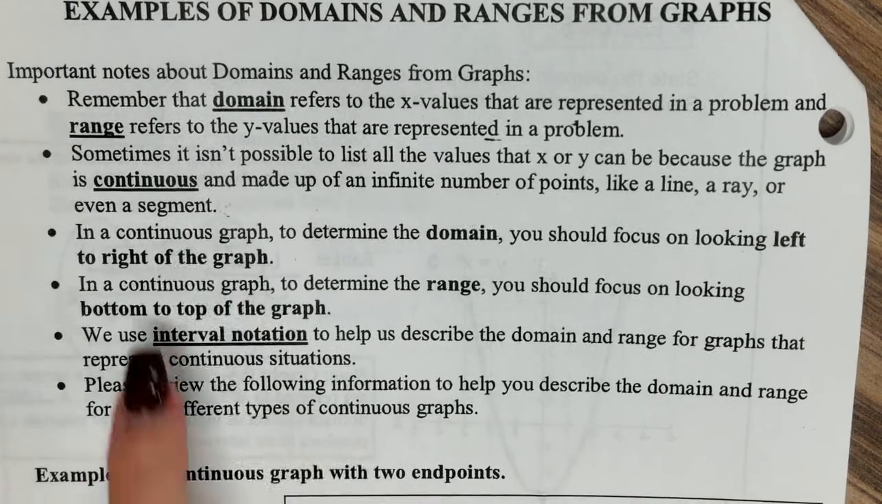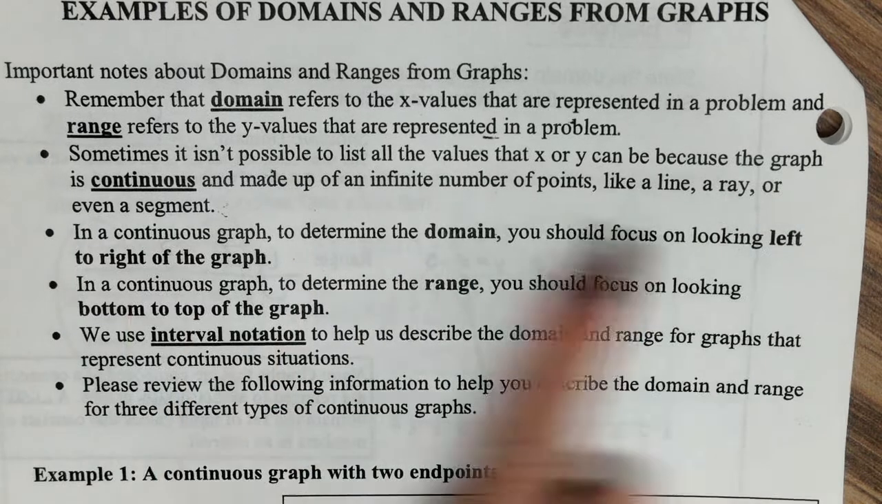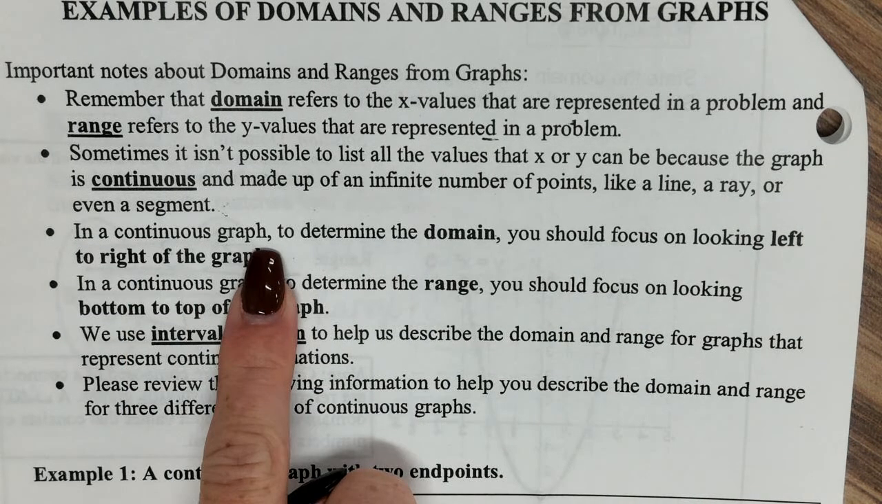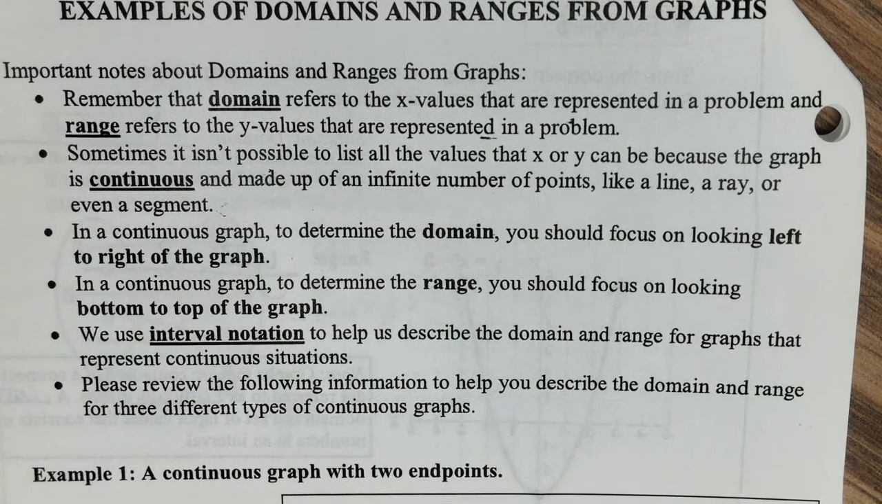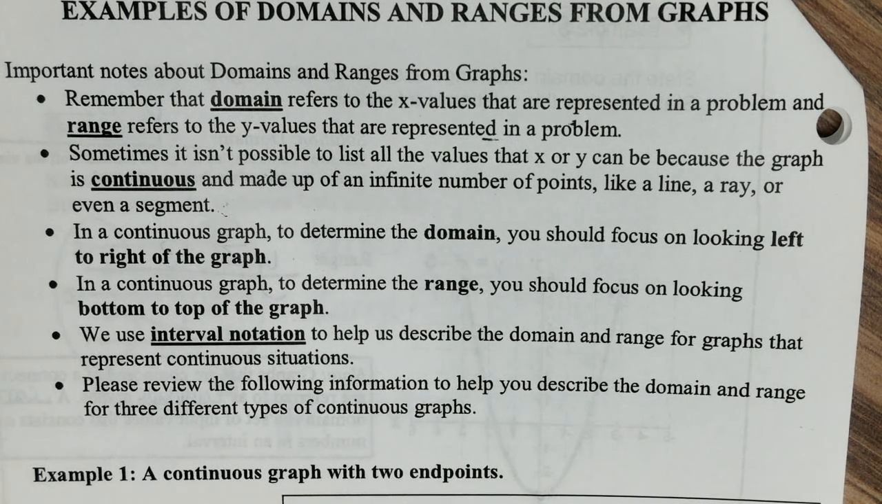All right. In a continuous graph, to determine the domain, you have to focus on looking left and right. Domain runs left to right. That's y'all's right. Yes, left to right. And the range runs up and down. So you have to focus on that on continuous graphs.